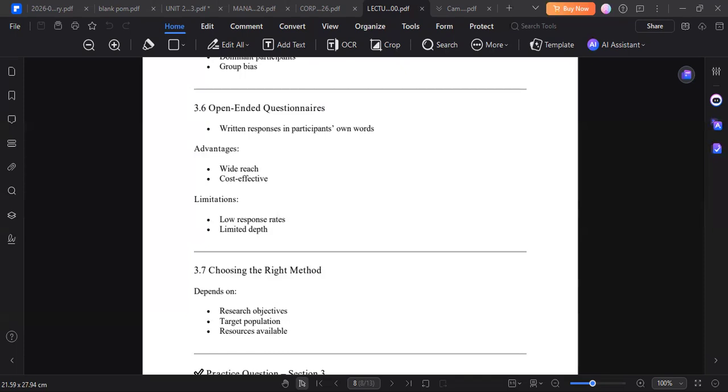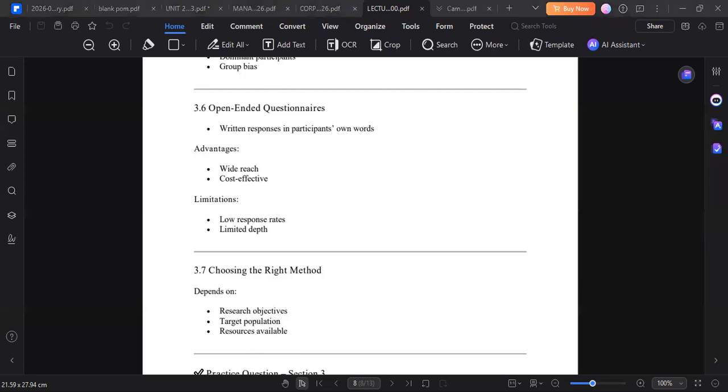Now, what determines the best choice when you're choosing the right qualitative method? When you're selecting the appropriate qualitative data collection method, what should you consider to ensure that your data is reliable, valid, and meaningful? There are things that you must consider. Number one, it should depend on research objectives, the target population, and the resources available.